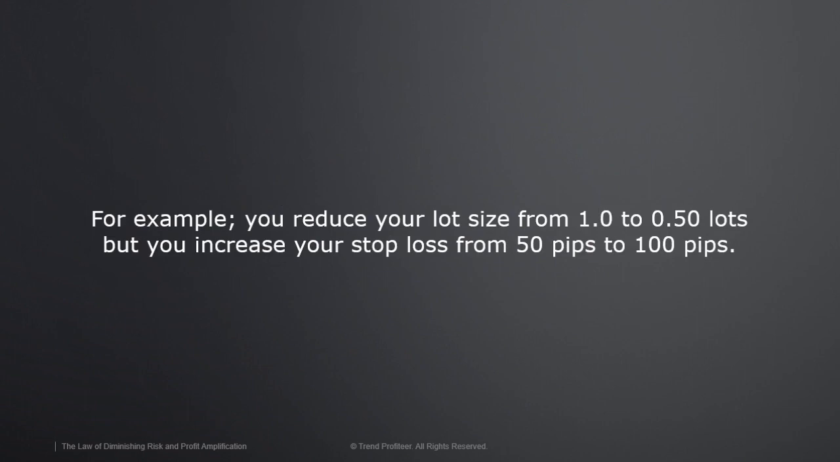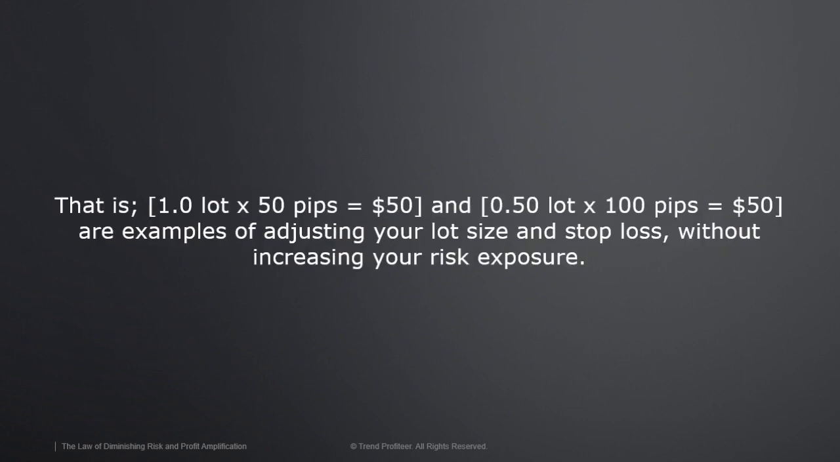For example, you reduce your lot size from one lot to half a lot, but you increase your stop loss from 50 pips to 100 pips. That is, one lot by 50 pips equals $50 at a dollar a lot.